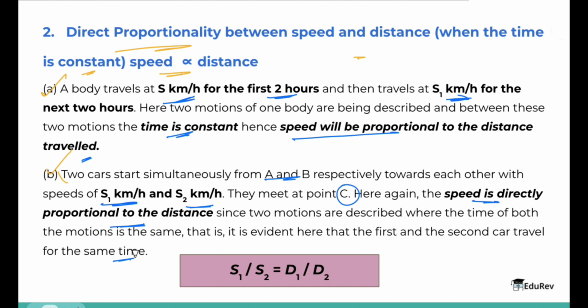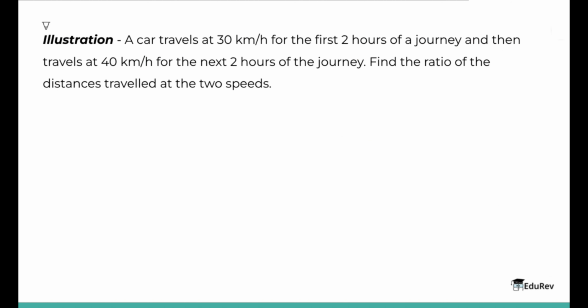So in such cases, the following ratio that is displayed on your screen will be valid. That is, speed 1 by speed 2 is nothing but distance 1 by distance 2, because the time is constant. So speed is going to be directly proportional to your distance. So let's solve a question to understand the concept clearly.